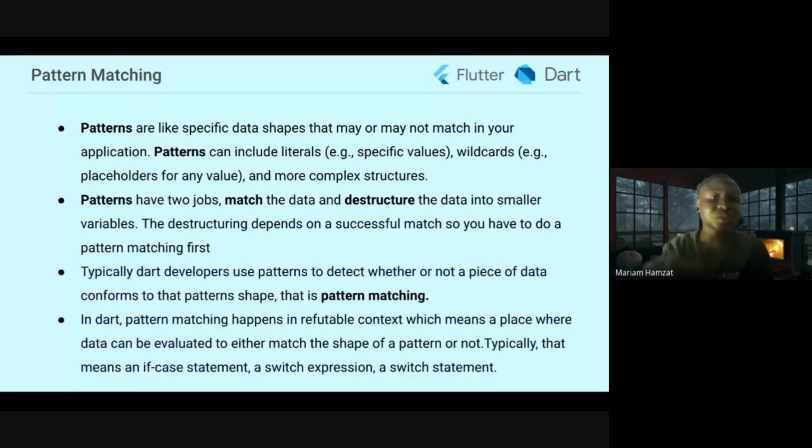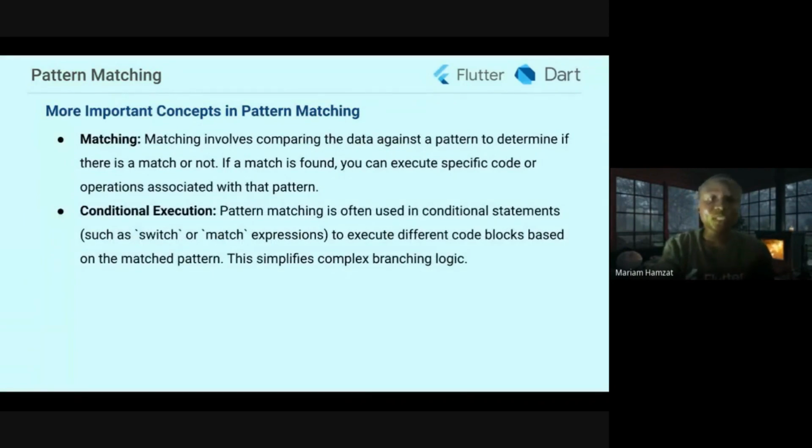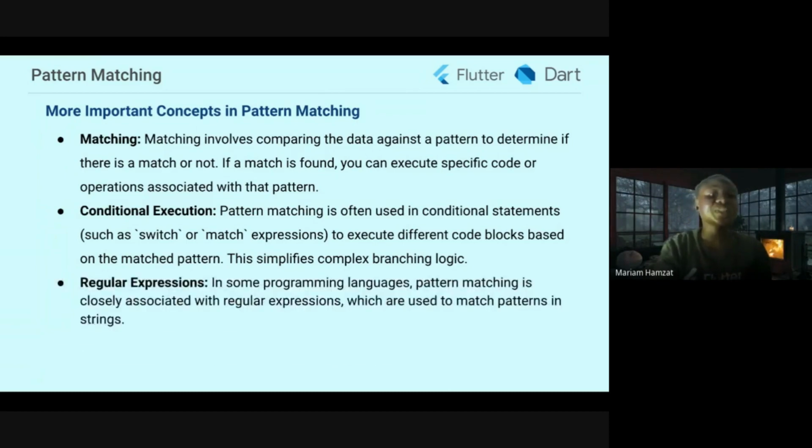Patterns also have two jobs. After explaining these terms, I'm going to be showing you a specific situation where you can see how pattern matching works, right? And patterns have two jobs. They can either match the data or they destructure the data into smaller variables. And destructuring the data into smaller variables is called pattern destructuring, which we'll talk about later in this session. There are some concepts where pattern matching is being used. It's being used in conditional execution, regular expressions, and error handling.